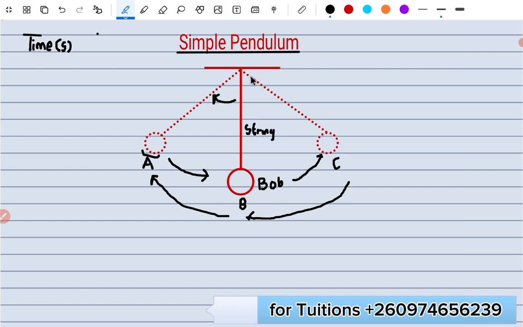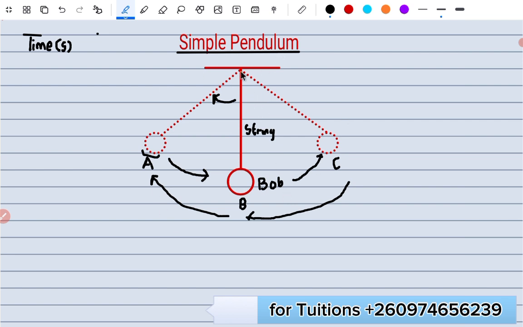It's just this string. Most of the times they appear like this, and you think maybe there's a string, another string. It's just one string, but once you move it this side and then you let go, it will begin to swing just like this. So it is called a simple pendulum.